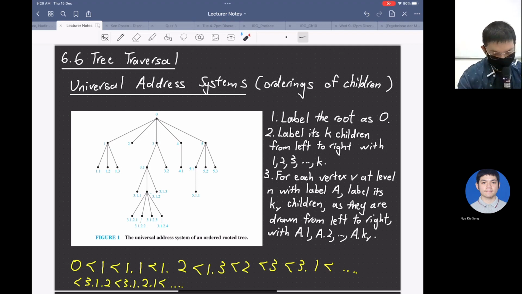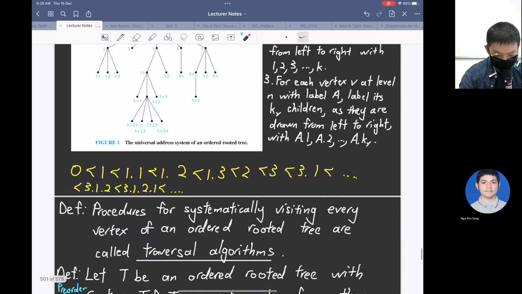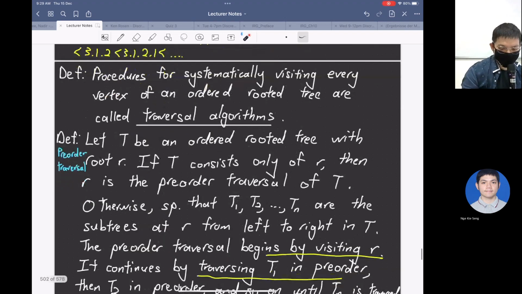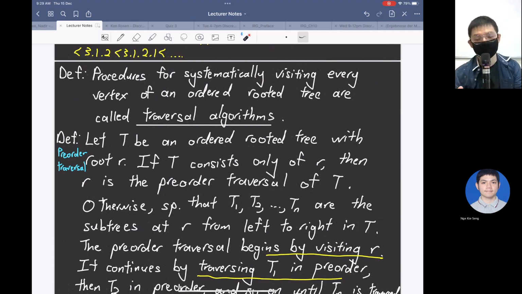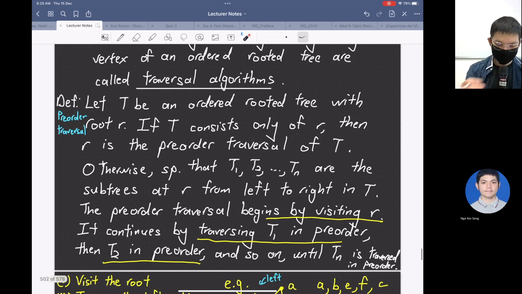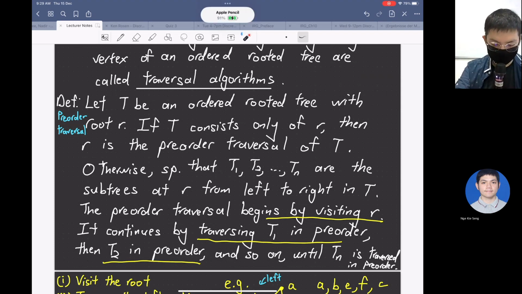Okay. So the procedure of systematically visiting every vertex of an ordered tree is called a traversal algorithm. So these are the traversal algorithms. Next, we will introduce three traversal algorithms. The first is called the pre-order traversal. Later we'll see why it is called pre-order.